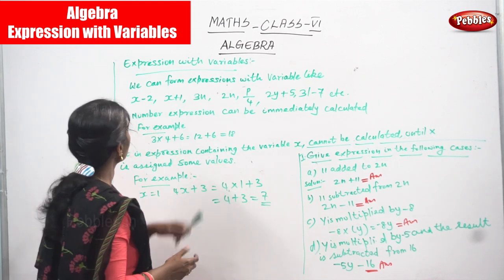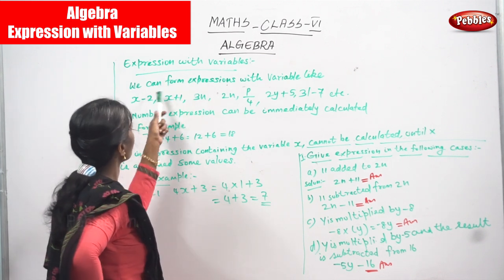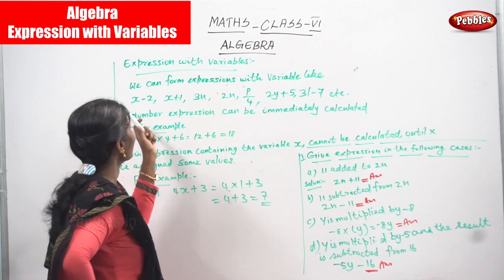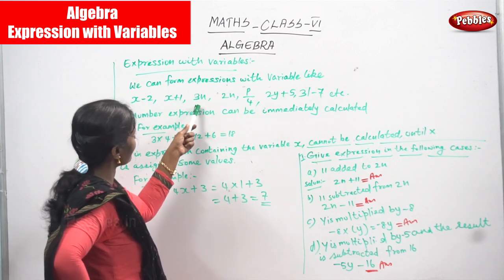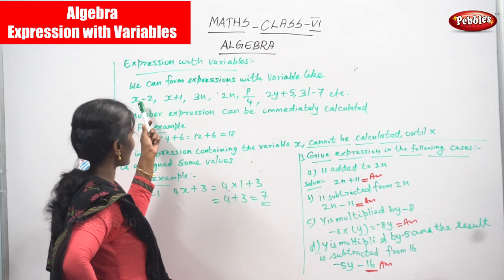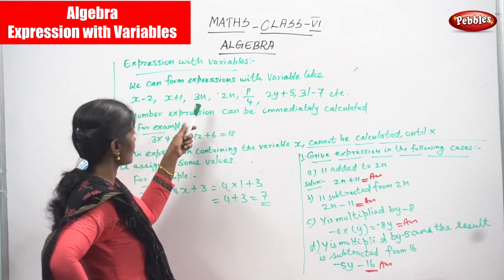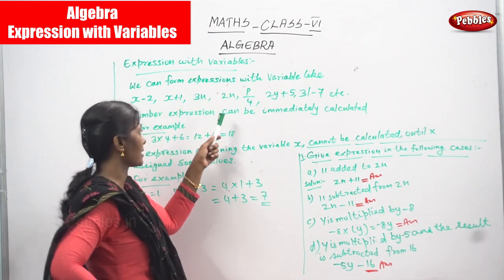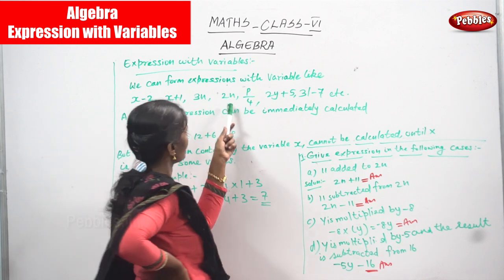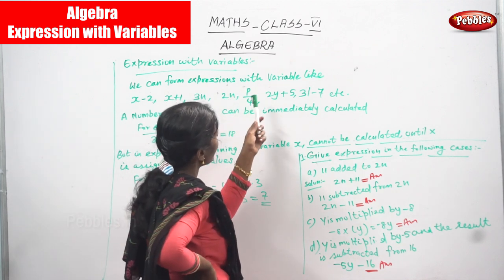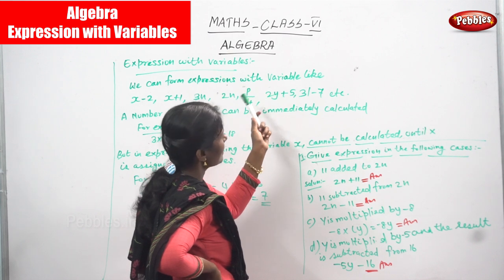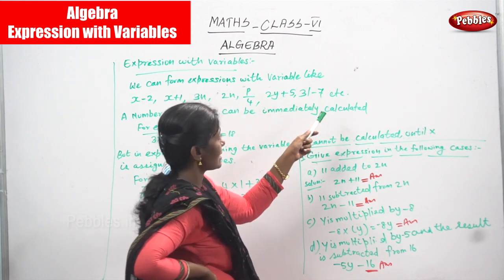Now we are going to see expressions with variables. We can form expressions with variables like x minus 2, x plus 1, 3n. x minus 2 is a subtraction, x plus 1 is addition, 3n means 3 into n, multiplication, 2n means 2 into n, multiplication, p by 4 is a division, and 2y plus 5 is an addition, and 3l minus 7 is a subtraction.